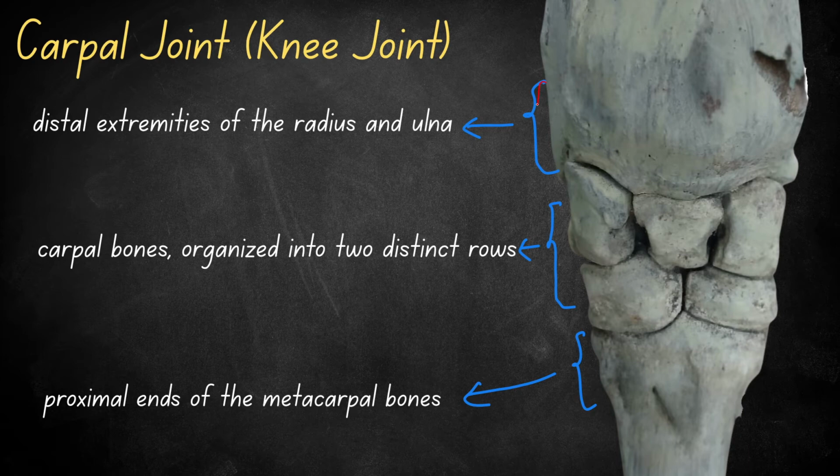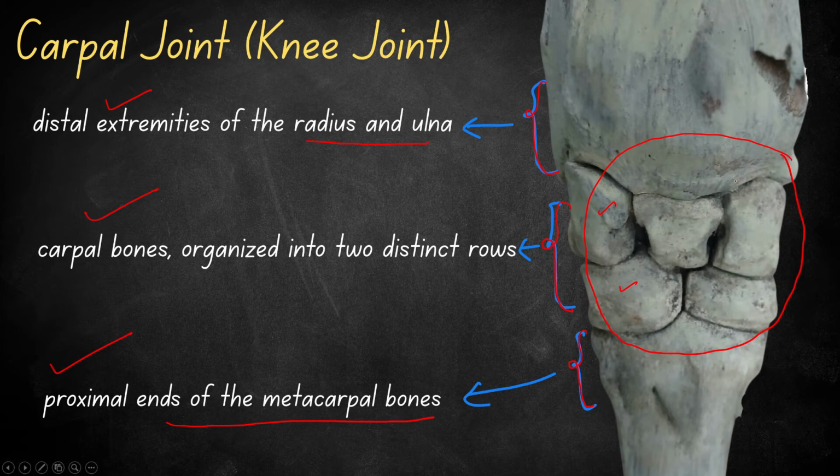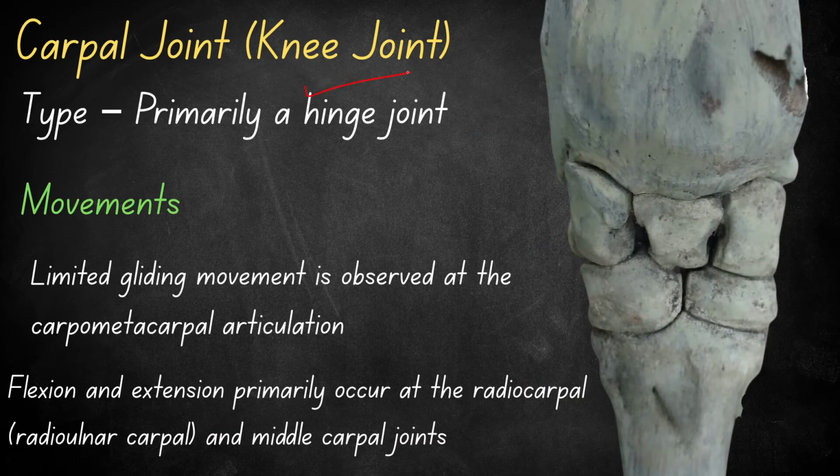This part is the distal extremities of the radius and ulna. And this part is the carpal bones. They are in two rows, the proximal row and the distal row. And here are the proximal ends of the metacarpal bones. Clear? So this entire structure is your wrist joint, or carpal joint. As for type, it is a hinge joint.